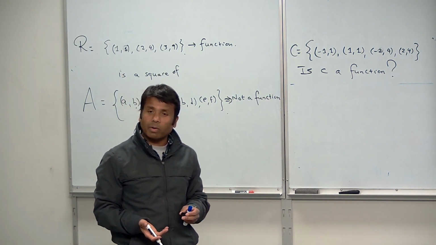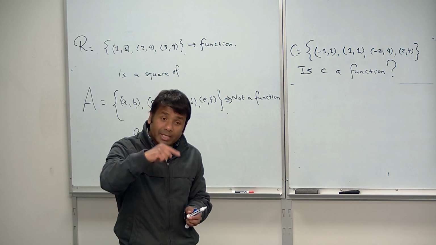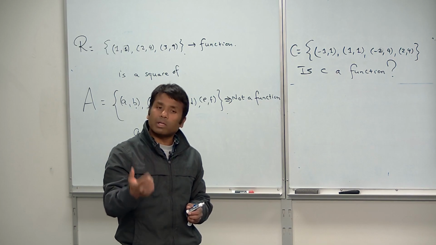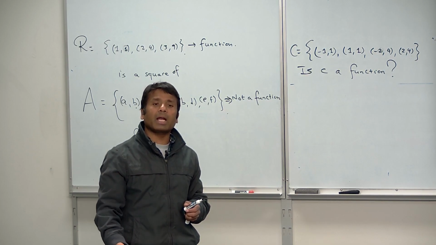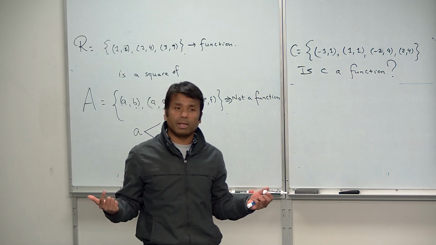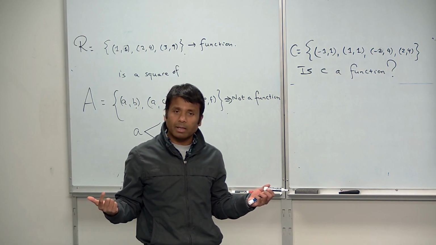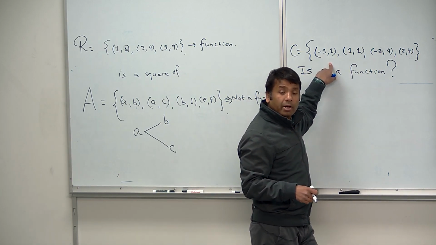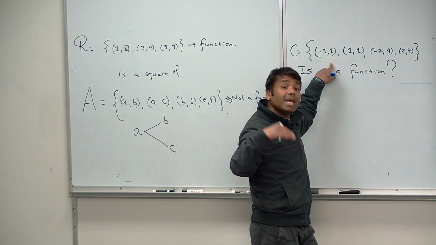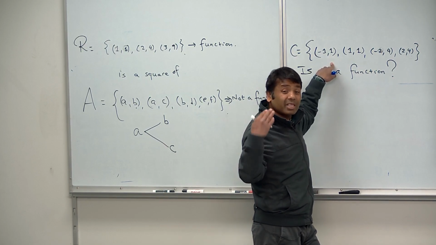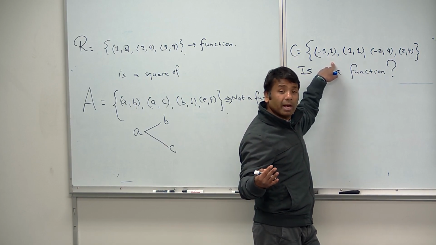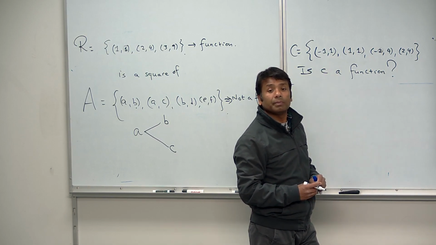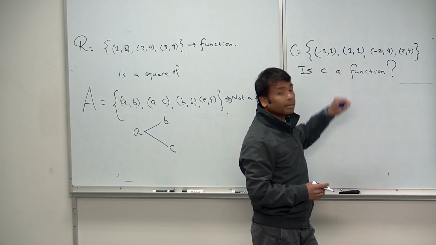So what is the definition of a function? For each distinct x value, for each distinct x component, there must be exactly one y component. Is that right? So in this relation, for each distinct x value, is there exactly one y value? What do you think?